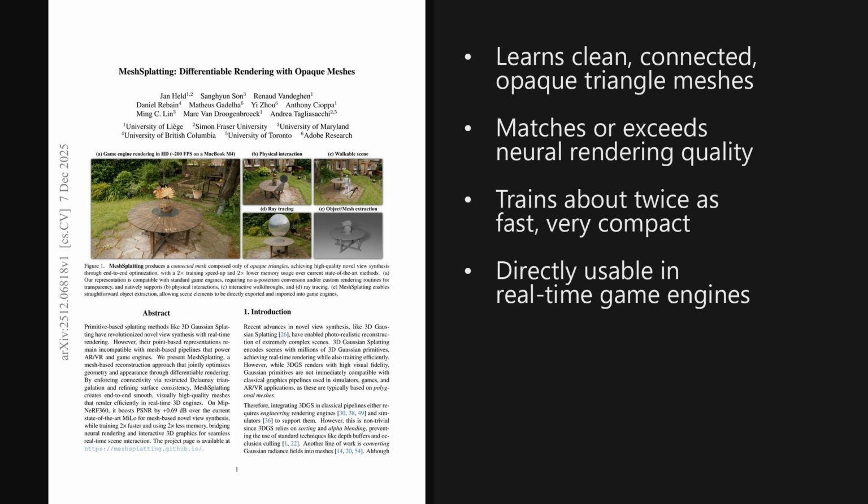MeshSplatting shows that you can train directly from images to a compact, connected, fully opaque triangle mesh that drops straight into standard game and virtual reality engines, while staying fast and lightweight. The method narrows the gap between neural rendering research and practical, interactive graphics.